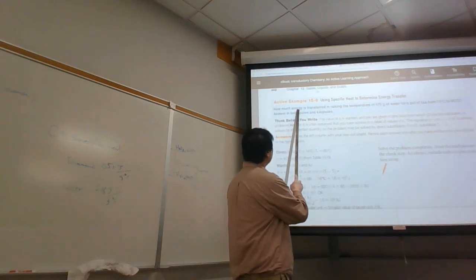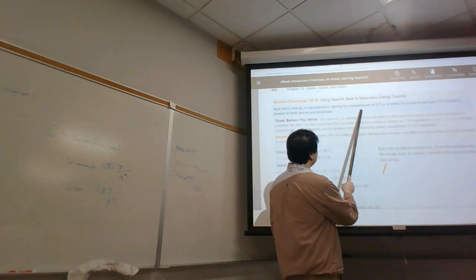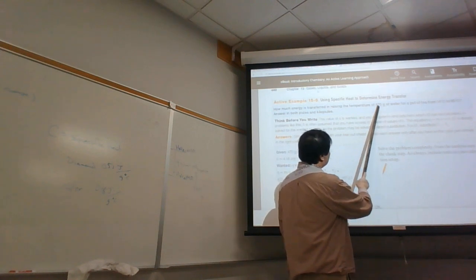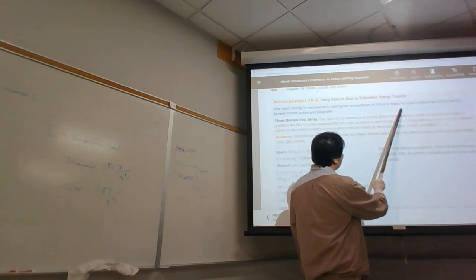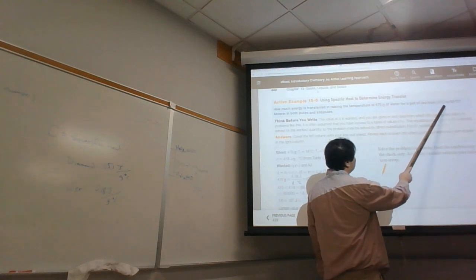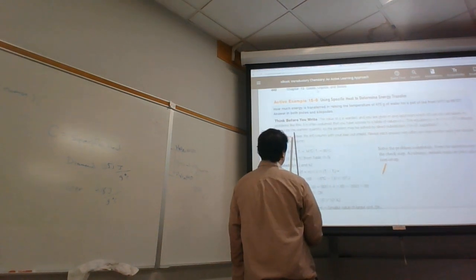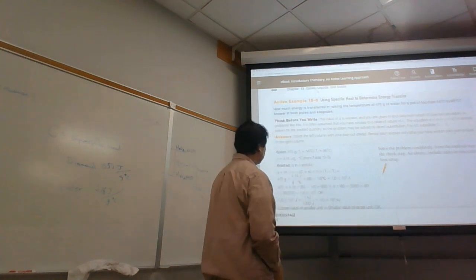In the next example here, how much energy is transferred in raising temperature? So for an object warming or cooling, we use a different equation. It's going to be 475 grams of water for a pot of tea, from 14 degrees C to 95 degrees C. Give the answer in both kilojoules and joules.